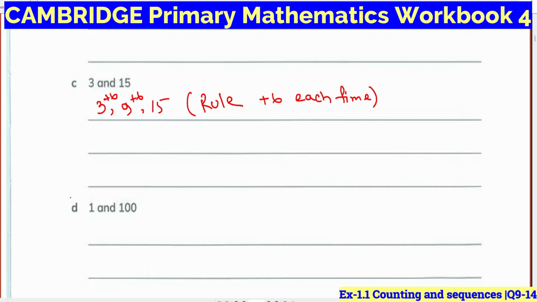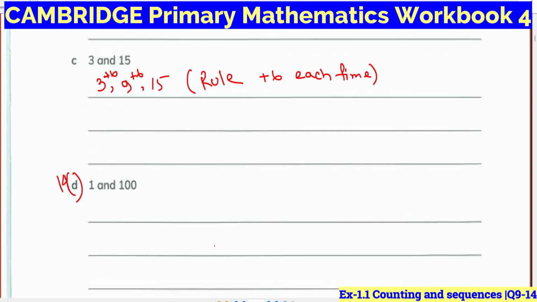Now 14D, the last part of this exercise, 1 and 100. How can we solve this one? This is a very interesting question. So this is a little bit complex, like 1, then 34, and then 67, and it can be 100, right?